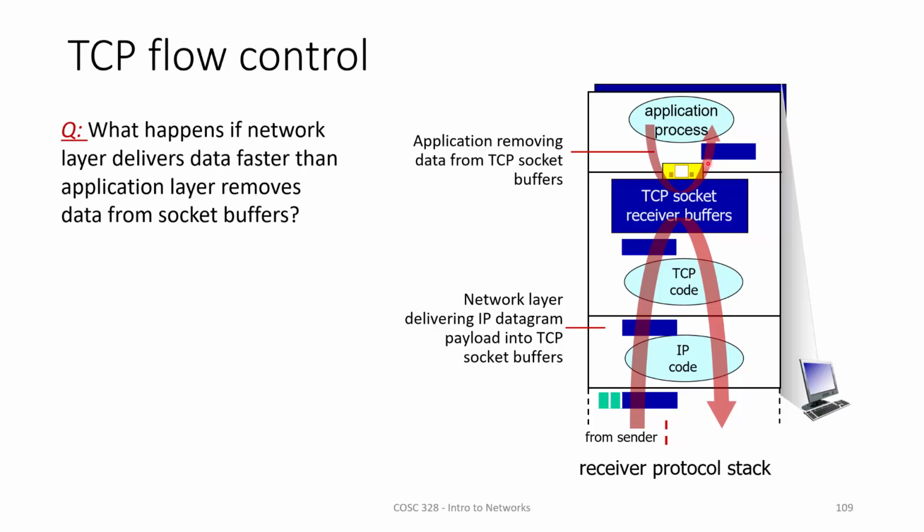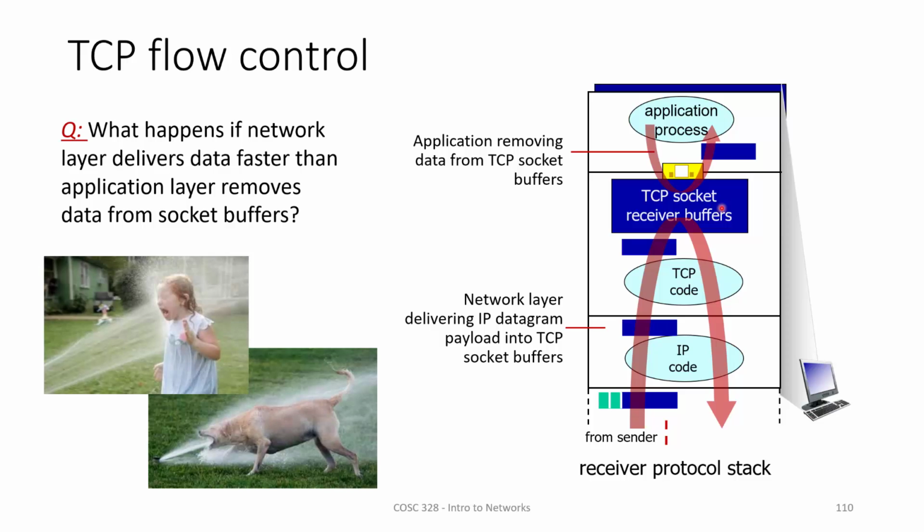So the question here is that if the network is delivering some data, it puts it into this buffer, right? And then there is also some consumer, which is the process in the application above. So what happens if the speed between these two does not match? It means that the sender sends too much data, but then the application process is slow at consuming those data, and reads those data and removes it from this buffer. So that's the question: what happens if the network layer delivers data faster than the application layer removes data from the socket buffers? It cannot consume it, and then it is overflowed.